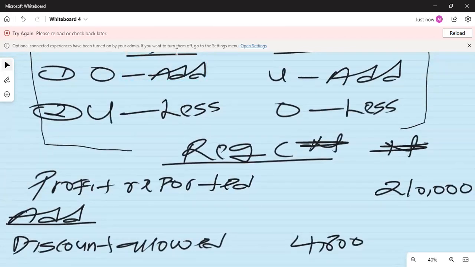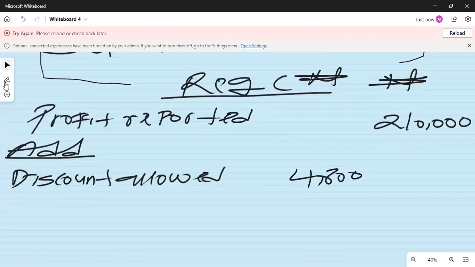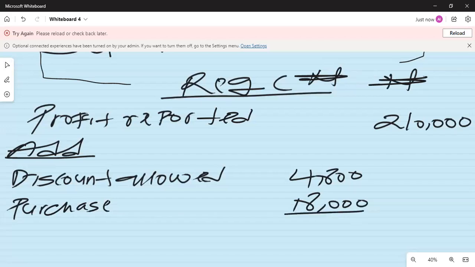It is now overcast. What are you going to do? You know that as well. Purchase 18,000 naira is overstated. So this 18,000 gives 22,800, so 22,800 plus 110. This is 32.